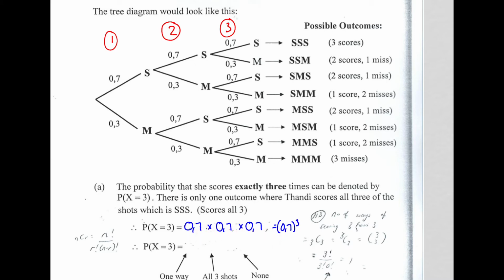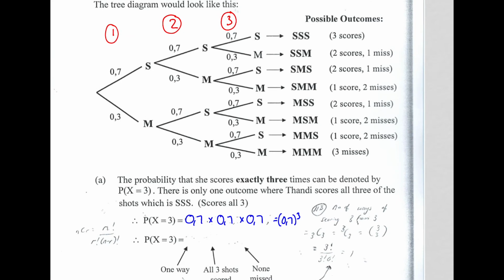Now, we're not always going to have a tree diagram, so we have to look at another method of how to do this. Out of the 8 different possibilities of how she could score or miss, how many of those 8 ways is it possible for her to score all 3 shots? There's only one way, and it's the first one. So that means there's one way, and that represents here that one way. There's only one way that she can score all 3 shots.